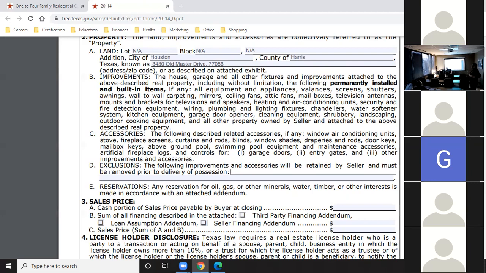Okay, exclusions would be what the people buying the house want to take, correct? Not the buyers, or the people selling? Sellers. It's what the sellers want to keep. Oh, okay. It's B and C that the sellers don't want to convey with that.